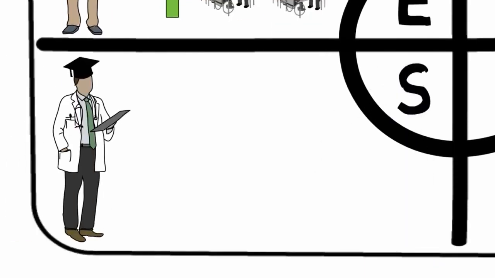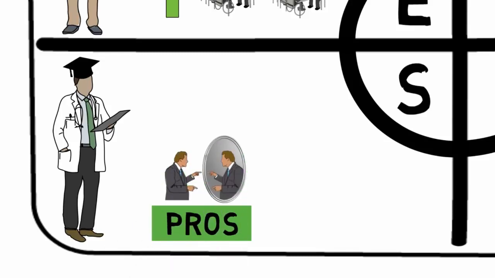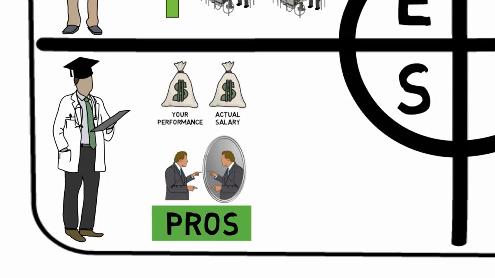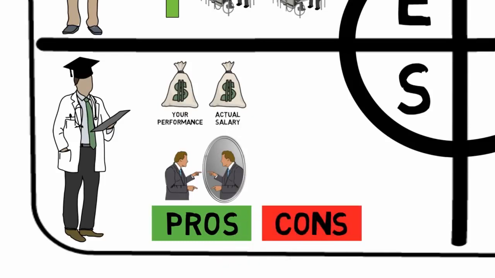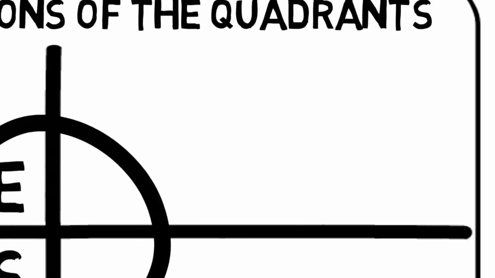S, the small business owner or self-employed. Pros: you are your own boss. You're paid according to performance. Cons: success means more work and less free time. And financial uncertainty. You might lose money on this.